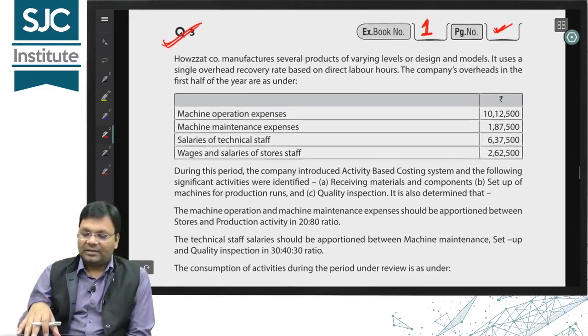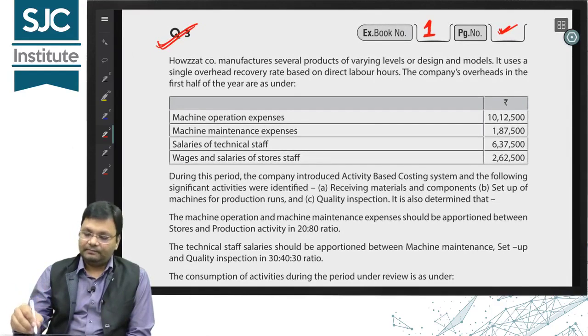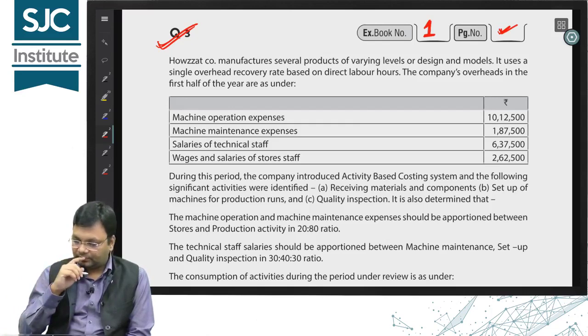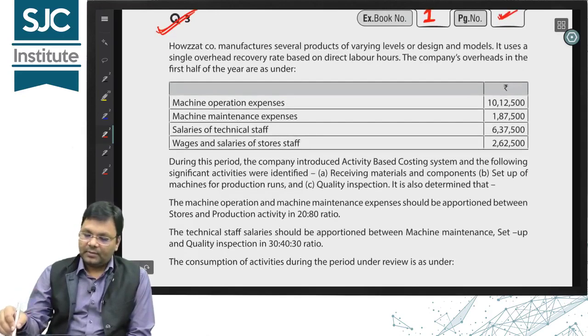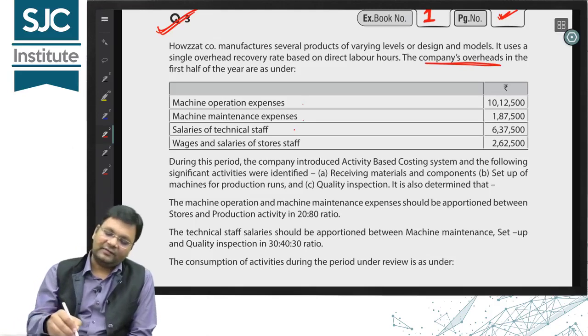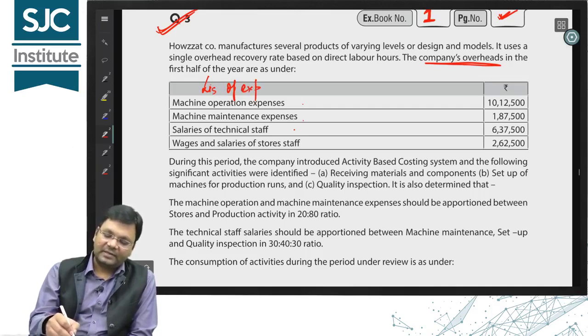Let us read. Housat company manufactures several products of varying levels or designs and models. It uses a single overhead recovery rate based on direct labor hours. The company's overheads in the first half of the year are as under: machine operation, machine maintenance, salaries of technical staff, wages and salaries of store staff. These are your list of expenses. Don't consider these as your list of activities.